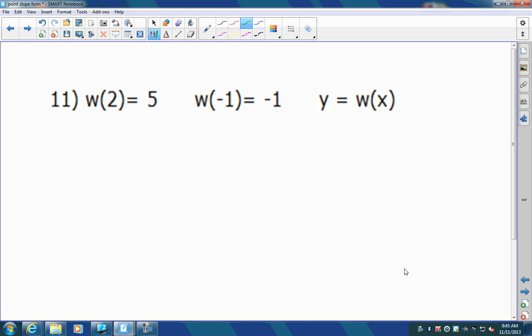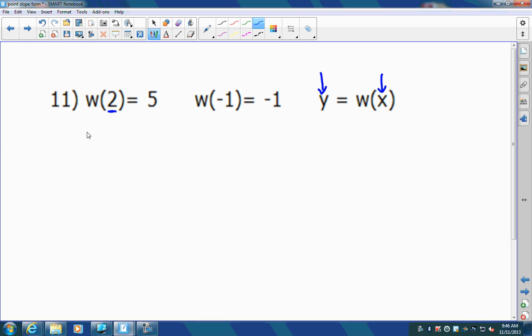Okay, now holy moly, look at this. This thing has W parentheses 2 equals 5. I mean, what the heck is going on? We found this on last year's EOC test, so we need to start trying to figure out different ways that they write things. Basically, your X number is what's in the parentheses. Your Y number is what it's equal to.